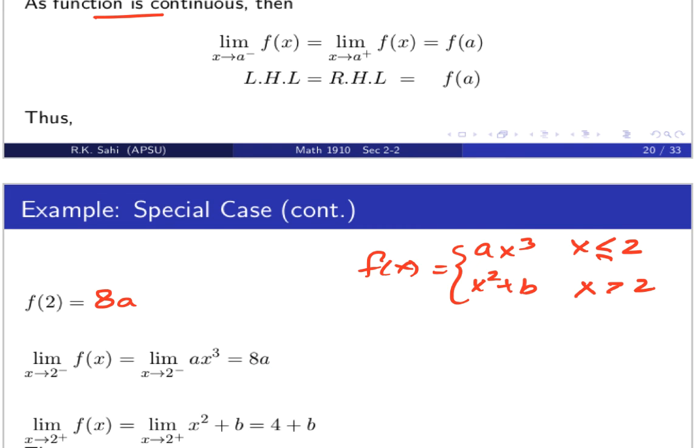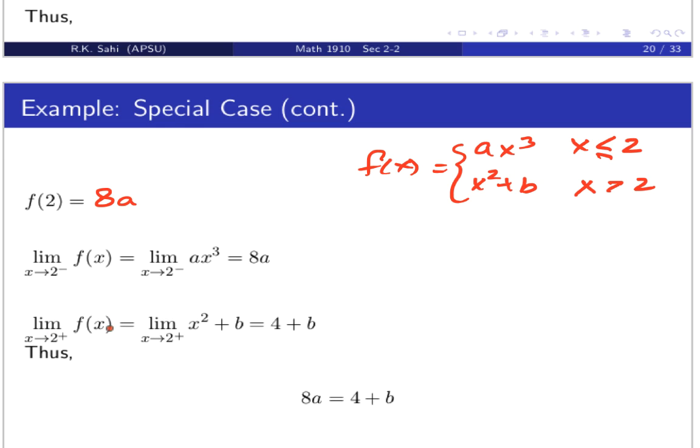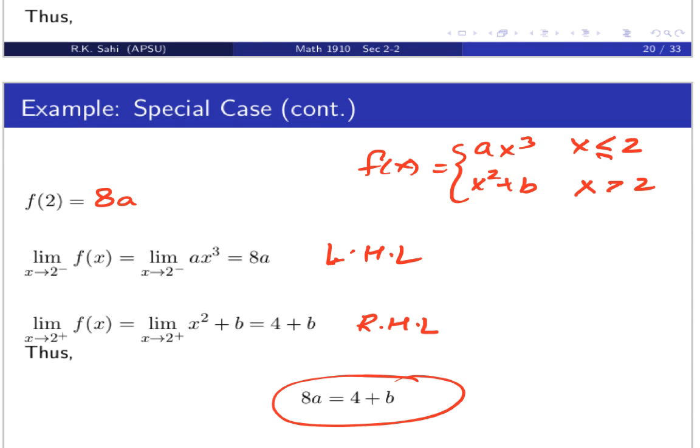And then the right-hand limit, the limit of f(x) as x approaches 2 from the right, is the limit of x squared plus b, and you replace x by 2, so it's 4 plus b. Because the function is continuous at 2, the left-hand limit equals the right-hand limit, that means 8a equals 4 plus b. Now remember, we have to find the values of a and b. At this point we can't do anything because we have 2 unknowns and 1 equation.